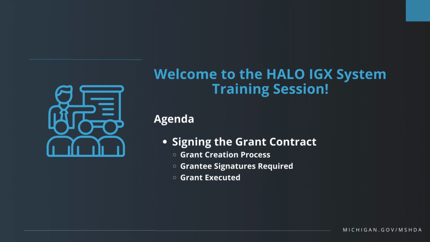Today we're going to talk about the grant creation process and how the authorized official uploads pre-disbursement conditions and electronically signs a grant agreement. We'll also talk about what happens after the authorized official signs a grant agreement so everyone knows what to expect before the grant is executed.